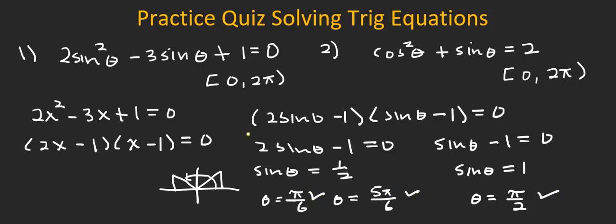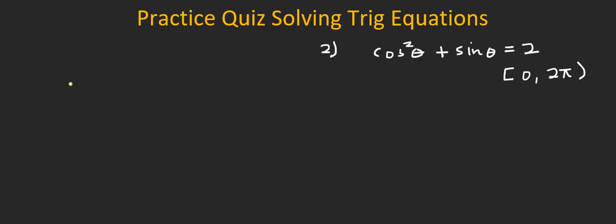And make sure you use your graphing calculator to see if that is a solution. Now remember, when you use your graphing calculator, make sure your mode is in radian, and your answers will be in decimals instead of in terms of pi. Let's take a look at number two.